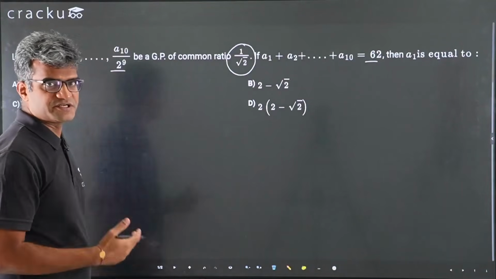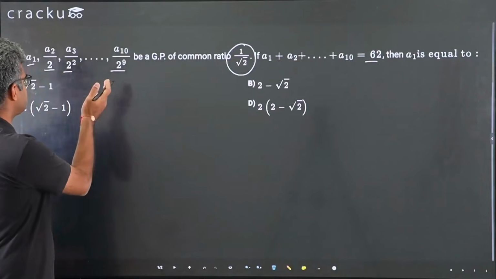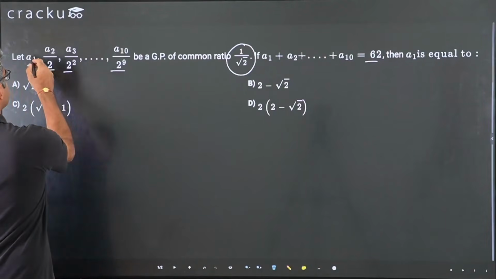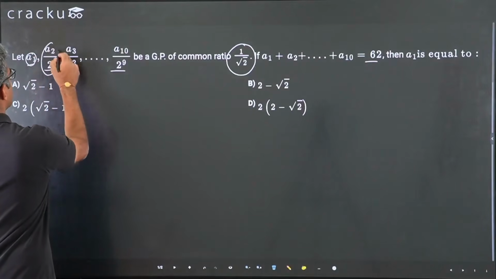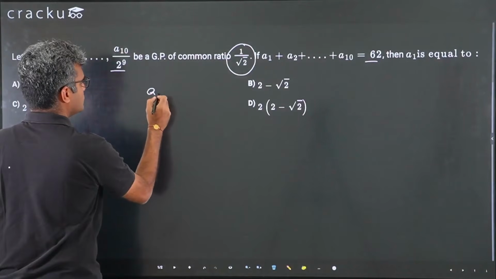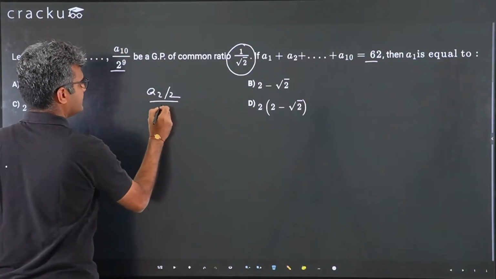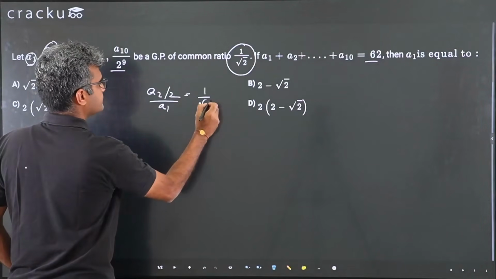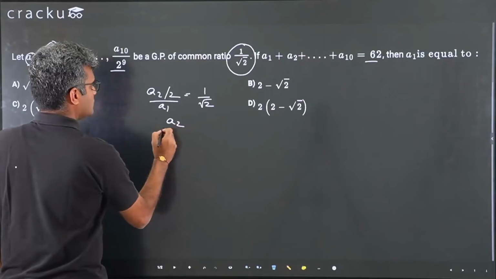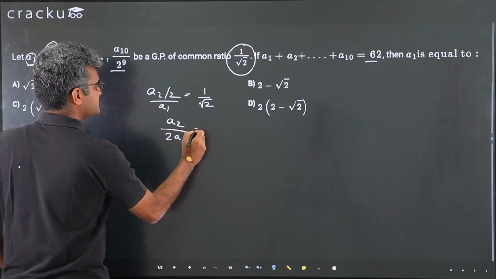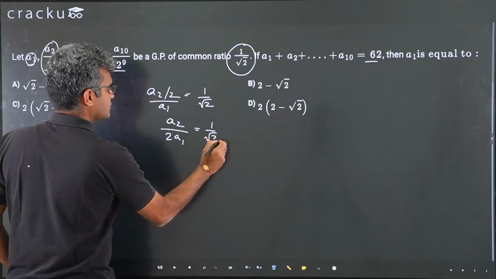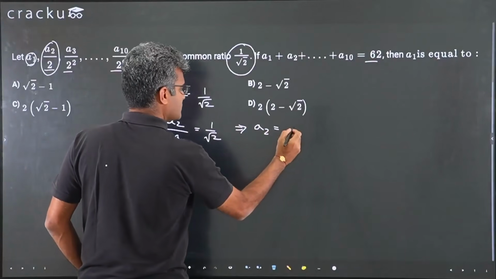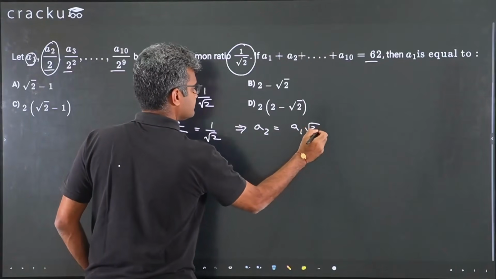In a geometric progression, if the common ratio is given, the ratio of the consecutive terms is the common ratio. Here the first term is a1, the second term is a2 by 2. So a2 by 2 divided by a1 will be equal to the common ratio, which is 1 by root 2. Or a2 by 2a1 is equal to 1 by root 2. Or a2 is equal to a1 root 2.